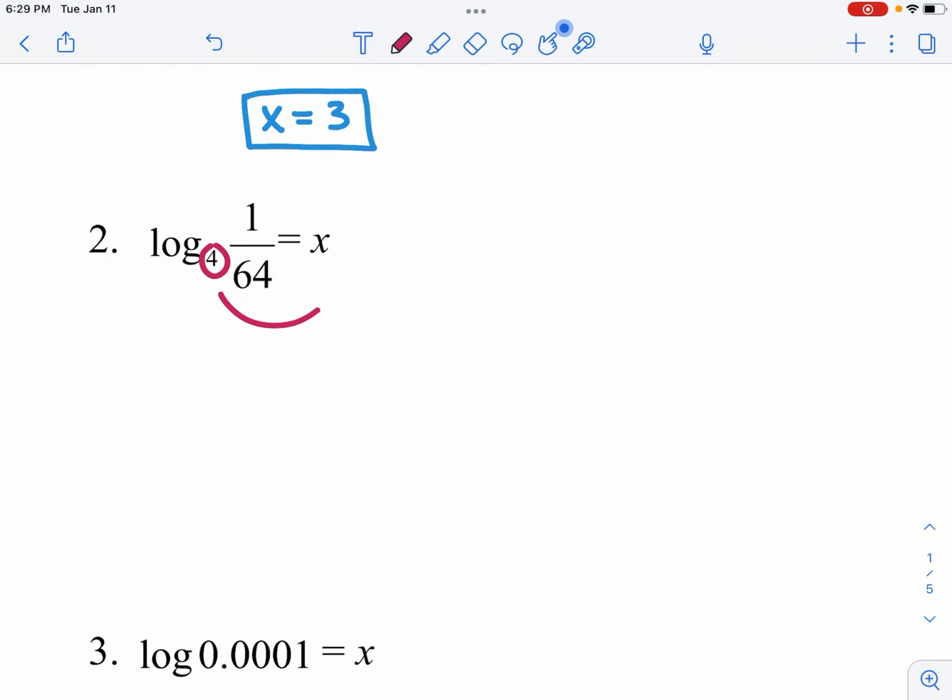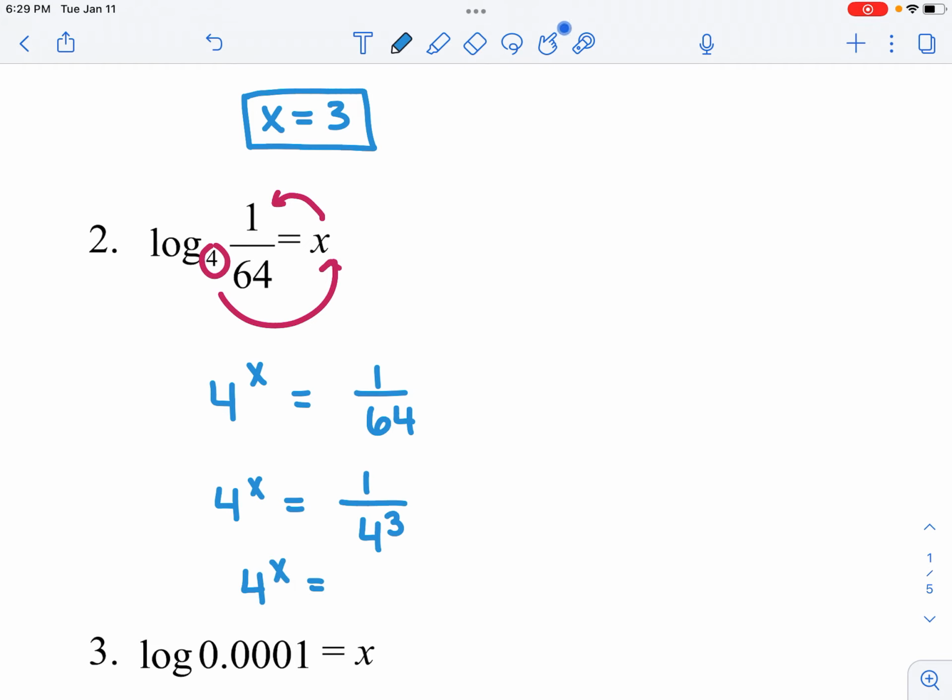So circle the base, run the race. We have 4 to the power of x is equal to 1 over 64. Again, we're solving this by common bases, so we want to get the 64 to be a base of 4 if we can. So if we think of it as 4 to the third, which is what 64 is, we would just need to get that out of the denominator so that it's a base of 4 by making that a negative 3 in the power.